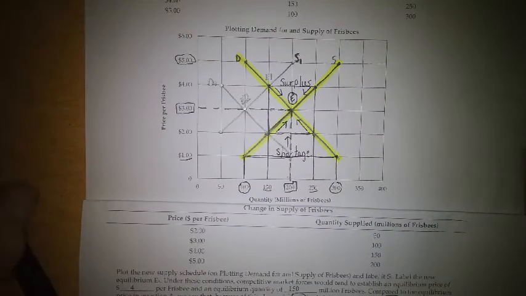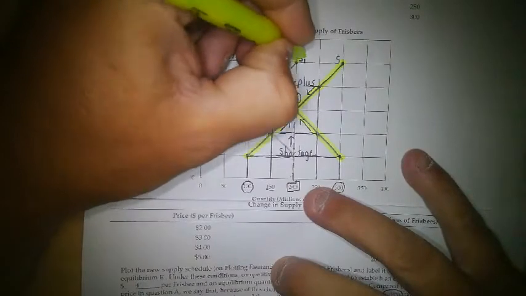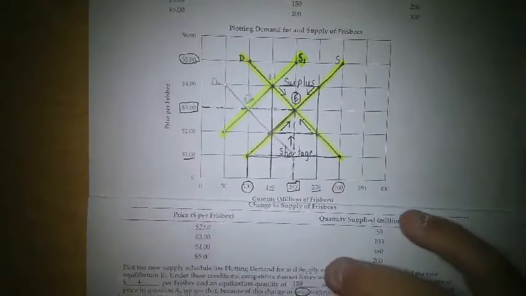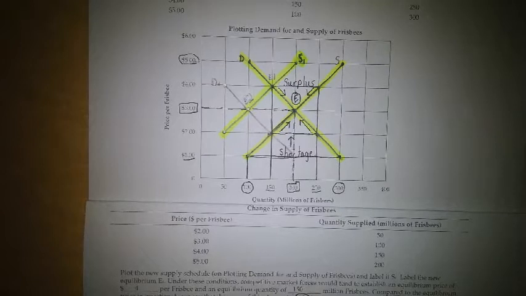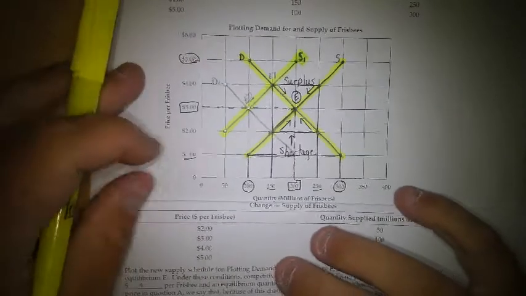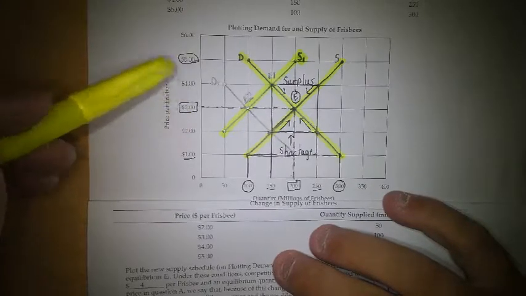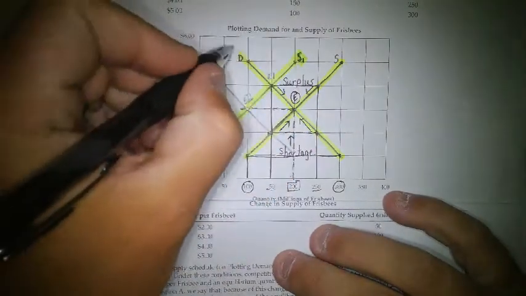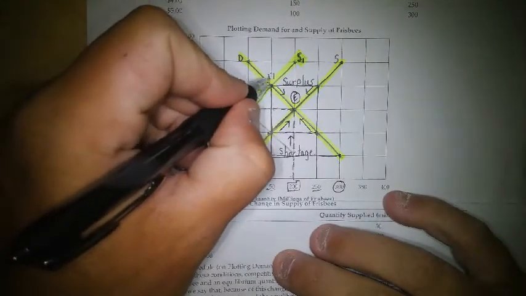So now that we have plotted the new supply for Frisbees, that is this line we have now, and we've labeled it S1, just to make sure we got the difference between supply and the new supply. Does that make sense? After we plot the new supply schedule and label it S1, label the new equilibrium E1. Now look, we haven't plotted a new demand curve yet, have we? It's not highlighted yet. So our equilibrium has to be where the S1 supply crosses the original demand.